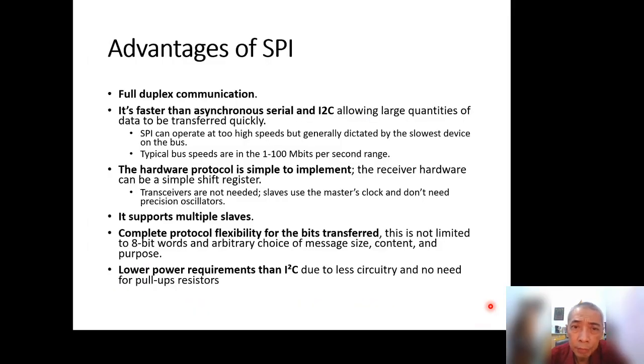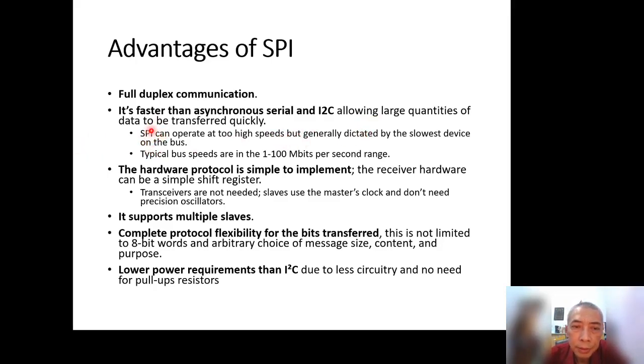It's about the advantages of SPI. As you can see, the first advantage of SPI is full duplex communication, not like I2C. I2C is still half duplex, but SPI is full duplex communication. The second advantage is that it is faster than asynchronous serial, and also faster than I2C, allowing large quantities of data to be transferred quickly.